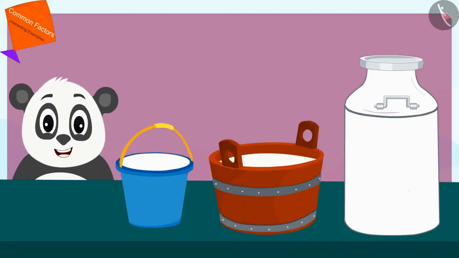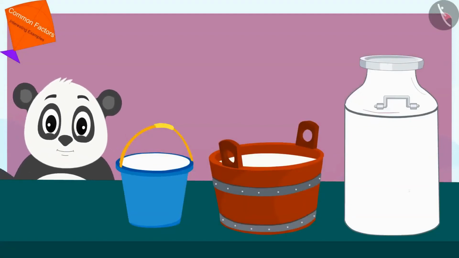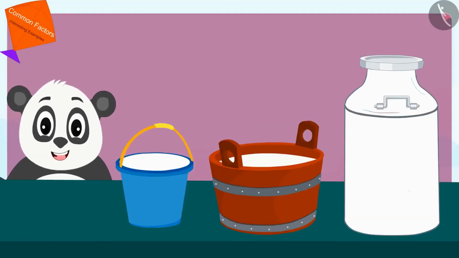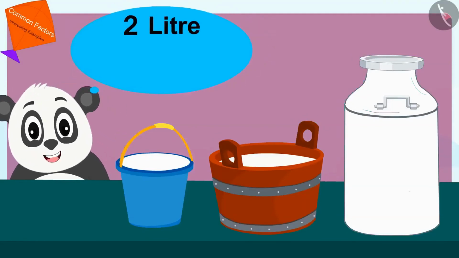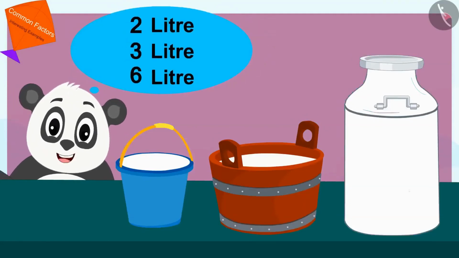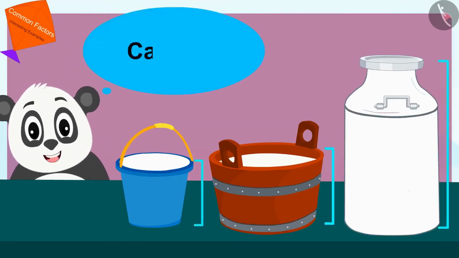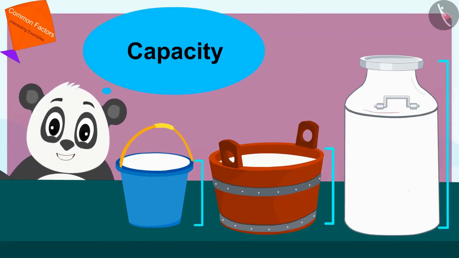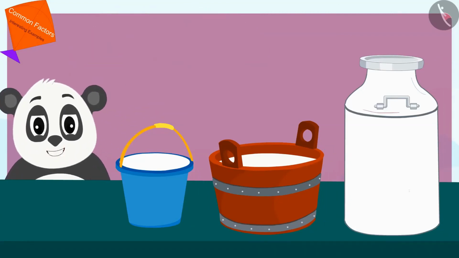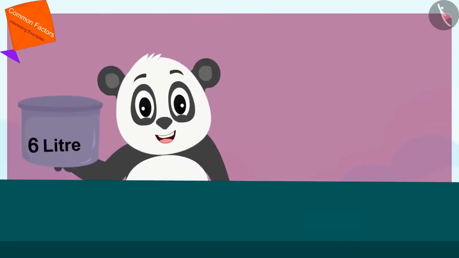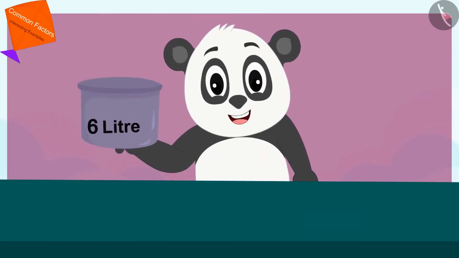I can easily measure the milk filled in these pots using a pot of 2, 3 or 6 liters. And the largest of these is a capacity of 6 liters. So we can definitely measure the milk filled in these utensils with a 6-liter vessel, thought Golu.